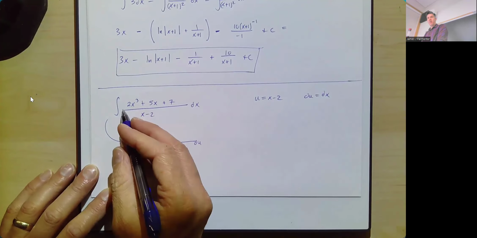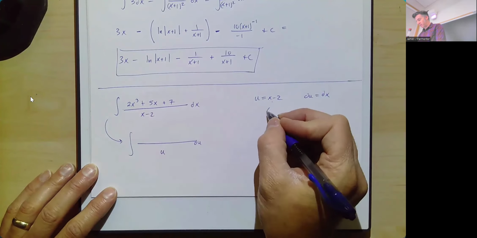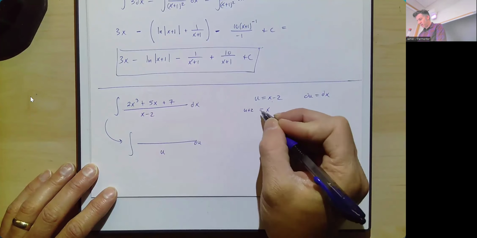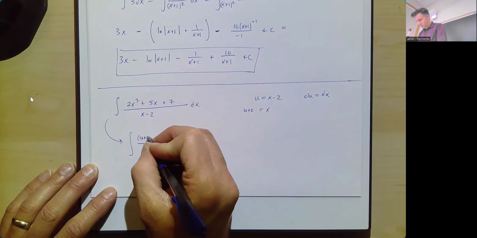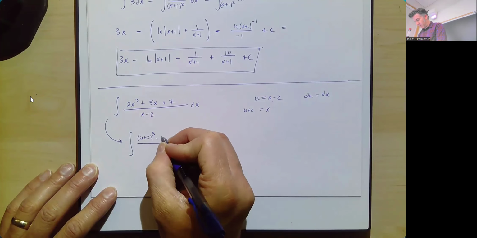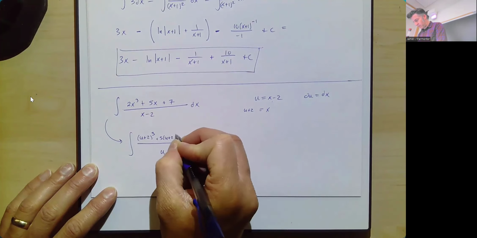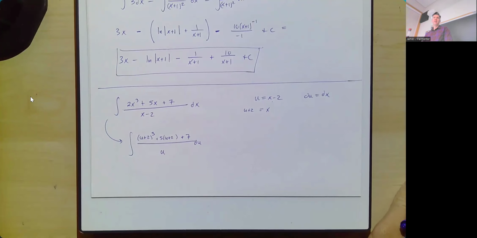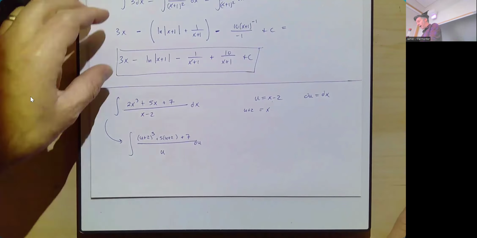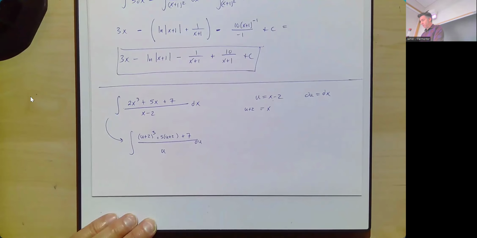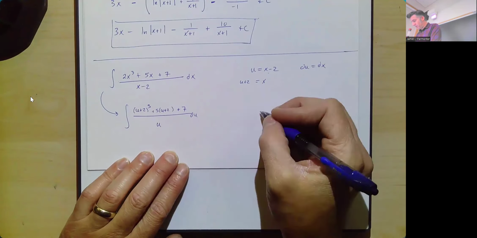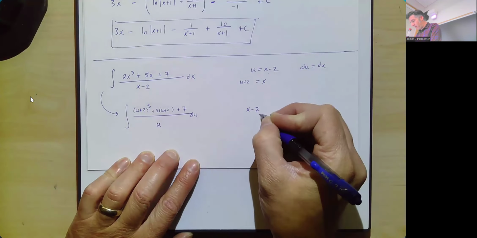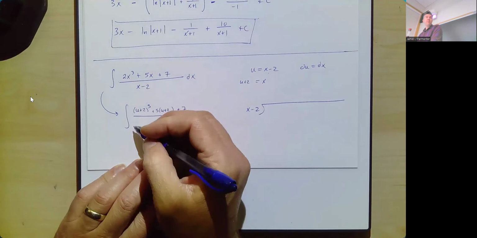And then for the numerator, I could solve for x and do a back sub and say, okay, u plus 2 cubed plus 5 times u plus 2 plus 7. And then you'd have to multiply it all out and then divide each thing by u. Not that it's not doable, it's just not wonderful. I think it's better to do the polynomial division here. I suppose if you didn't remember polynomial division very well, doing it this way might be preferable.